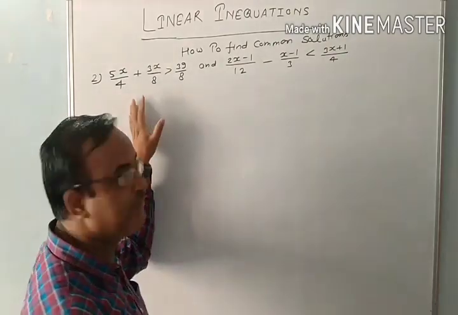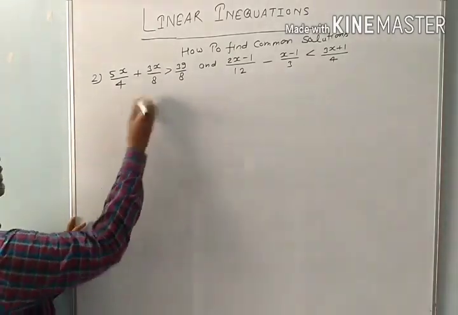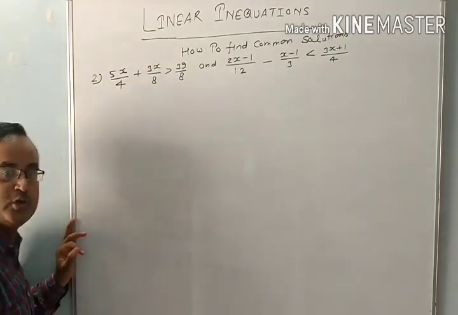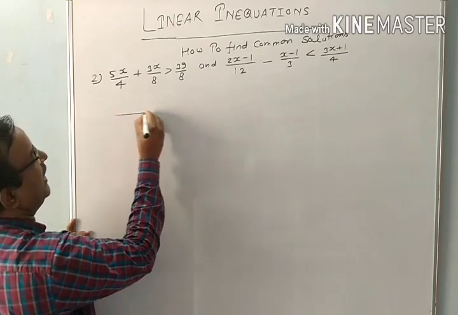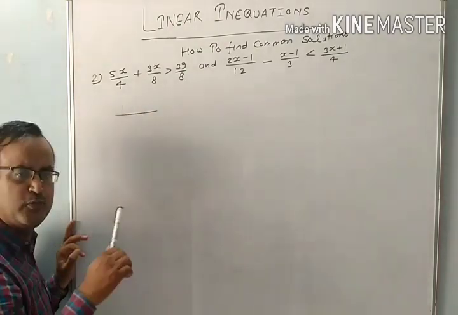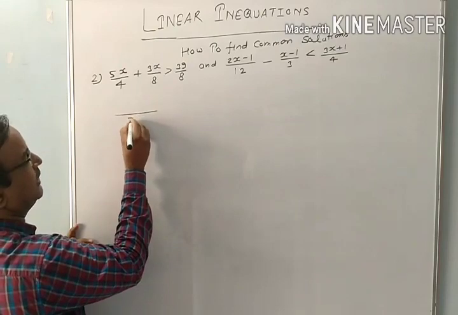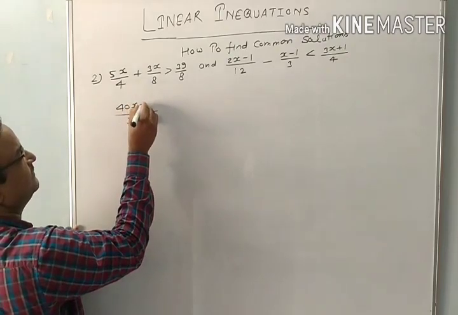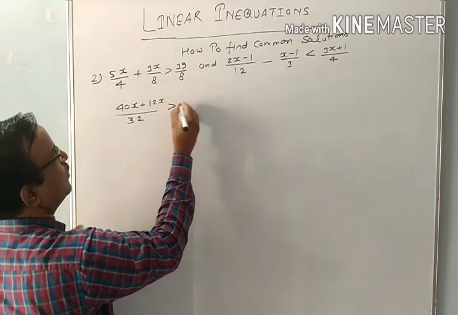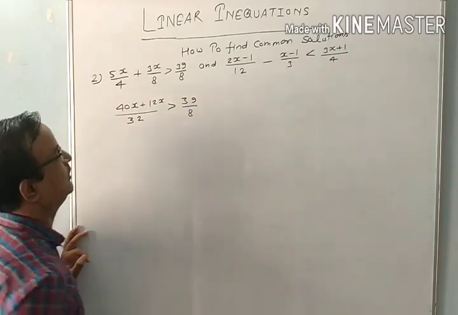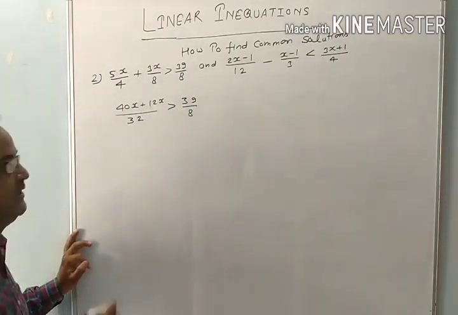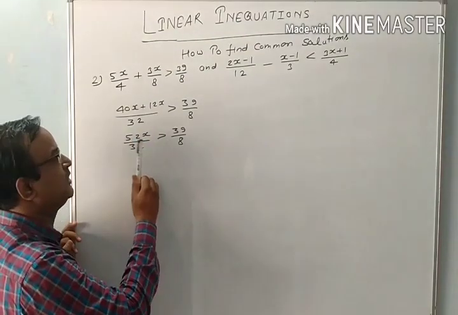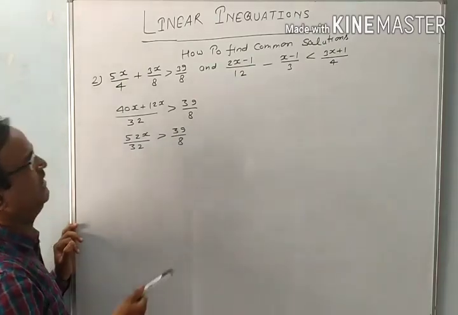Now I am going to solve the first given linear equation. So 5x by 4 plus 3x by 8 is more than 39 by 8. First of all we will take the LCM of 4 and 8. We can also multiply 4 and 8, which is 32 here. So 4 divides, then it is 40x, 12x is more than 39 by 8. So 40x plus 12x is 52x by 32. So now it is 52x by 32 is more than 39 by 8.